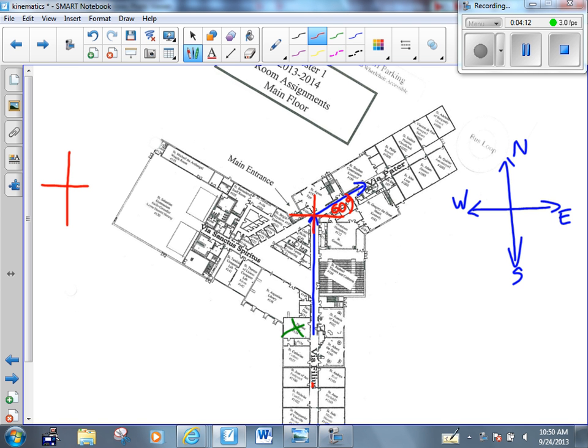That angle ends up being equal to 60 degrees. Does that make sense? Now, if I had turned the other way, let's say I turned the other way and went down here. Then this angle would be 60 degrees.